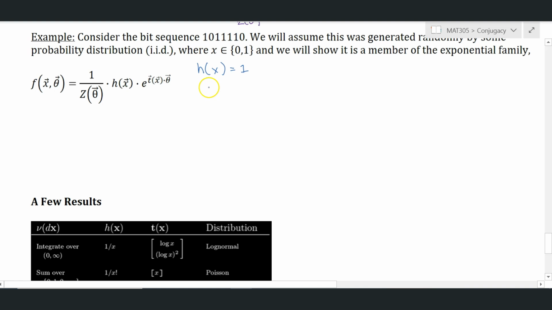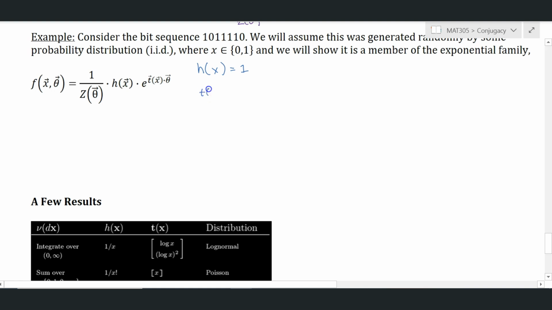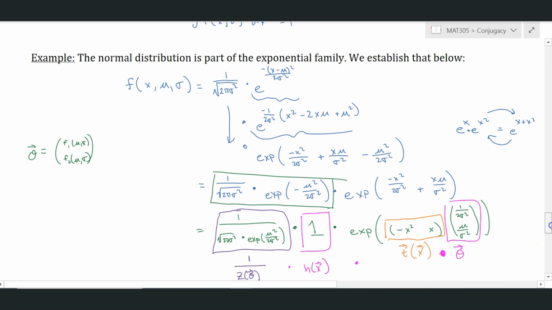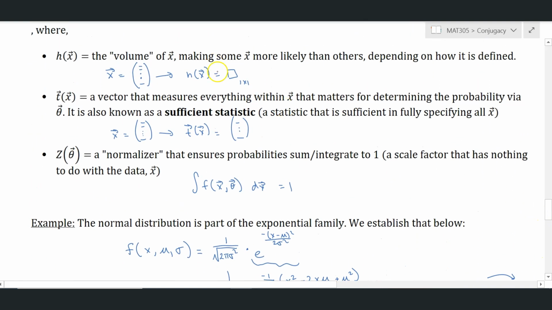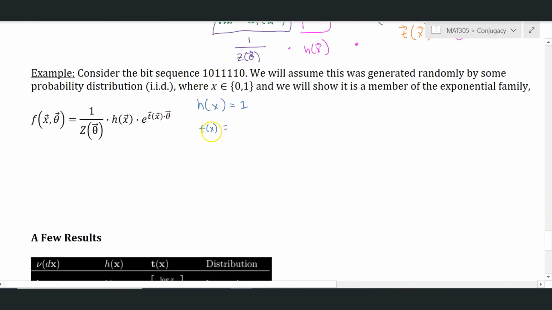t of x? Well, t of x, we have to ask ourselves, and again, this is going to be a 1 by 1 input and a 1 by 1 output. So I will omit the vector notation. T of x is a sufficient statistic, and that sufficient statistic has to be a statistic that is sufficient in fully specifying all of x. In this case, it's just a scalar, and so it's going to be either 0 or 1.